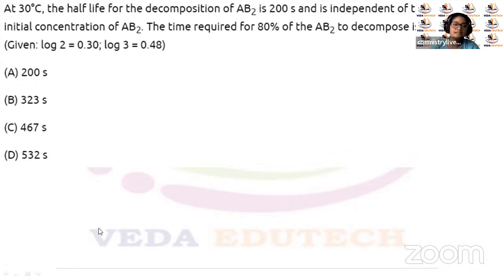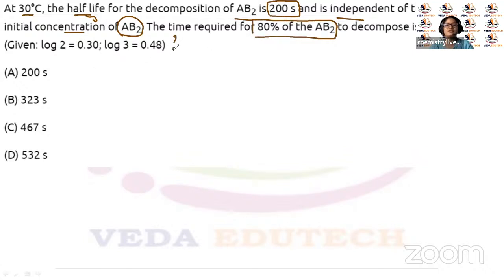Okay, children, let us discuss what is given in the question. At 30 degrees Celsius, the half-life for the decomposition of AB2 is 200 seconds, and is independent of the initial concentration of AB2. We're talking about the half-life here, we'll discuss it. What is independent, children? The half-life is independent of the initial concentration. The time required for the 80% decomposition of AB2 is how much? This is the question that is being asked to us.